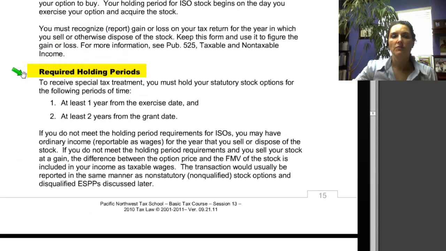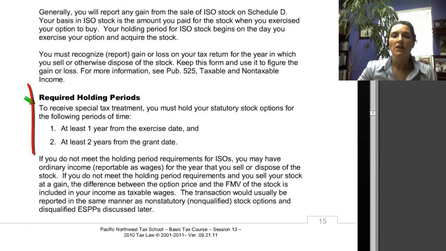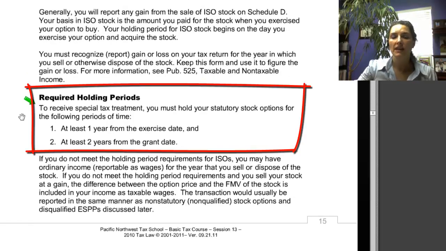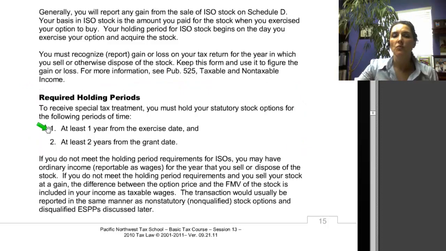Required holding periods. To receive special tax treatment for your statutory stock options or your employee stock purchase plan shares, you must hold your statutory stock options for the following periods of time: at least 1 year from the exercise date and at least 2 years from the grant date. If you do not meet the holding period requirements for incentive stock options, you may have ordinary income that is reportable as wages for the year that you sell or dispose of the stock.